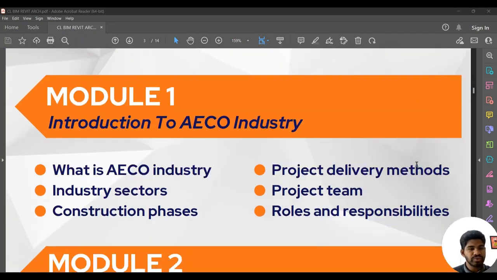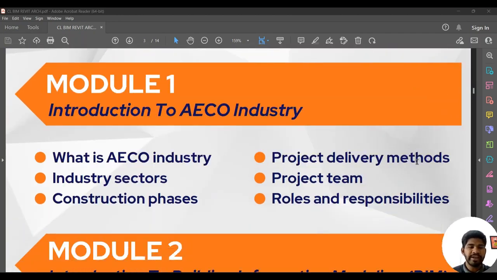When it comes to module 1, we will be introducing the AEC industry to you: the architecture, engineering, construction and operations industry. Many people know more about architecture, engineering and construction. What happens after building our facilities, after building structures? It goes to the operational space, which is related to maintenance. There also we can find a huge scope for our professionals. We will be discussing operations space in more detail also.